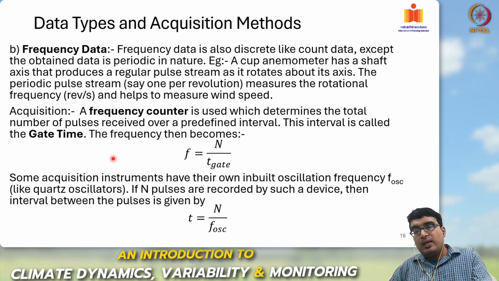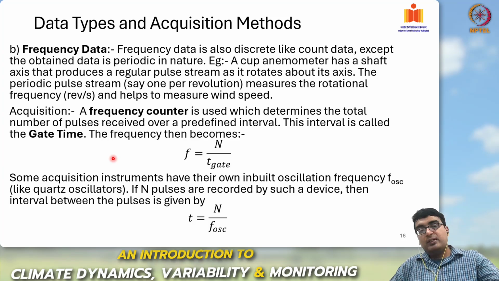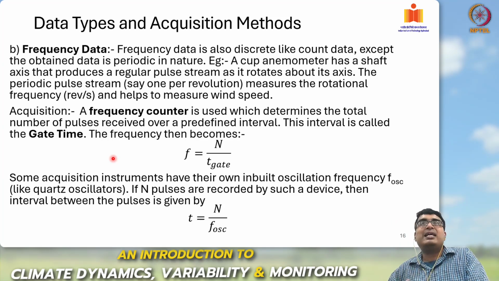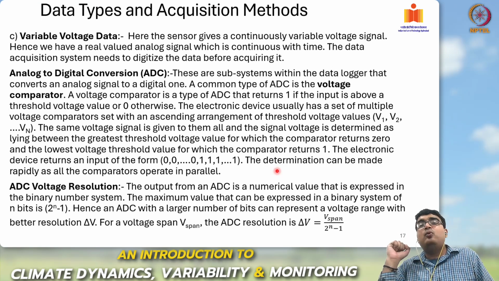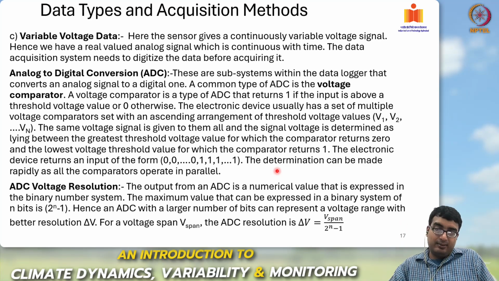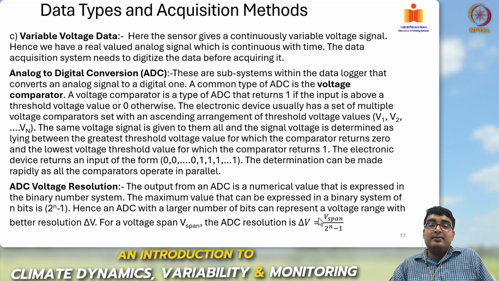So this way, either you can get the frequency data if the gate time is fixed, or you can get the time interval data if the frequency of the oscillation over which this n is going to be obtained is fixed. Finally, we have the variable voltage data. So this is a continuous signal. The last two cases were discrete signals. Here, the sensor gives a continuously variable voltage signal. Hence, we have a real valued analog signal which is continuous with time.